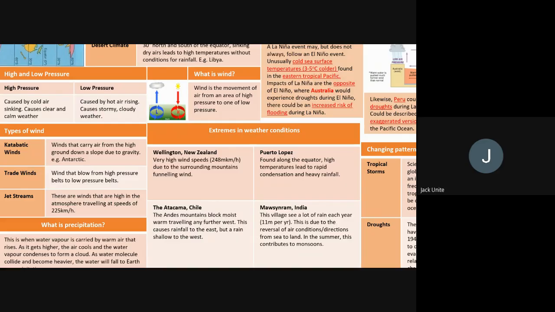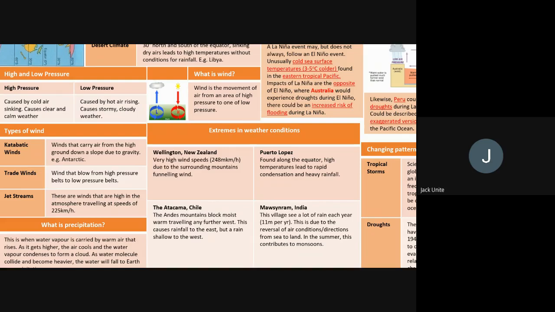If we think back to the Hadley cell, Ferrel cell, etc., in terms of the global atmospheric circulation, we start to see that there are those areas that Mr. Canny was talking about, where we've got that movement, sort of like an air conditioning unit. So we've obviously got the winds that move from that high pressure belt to that low pressure. And they're moving along the surface. So it's a type of surface wind.